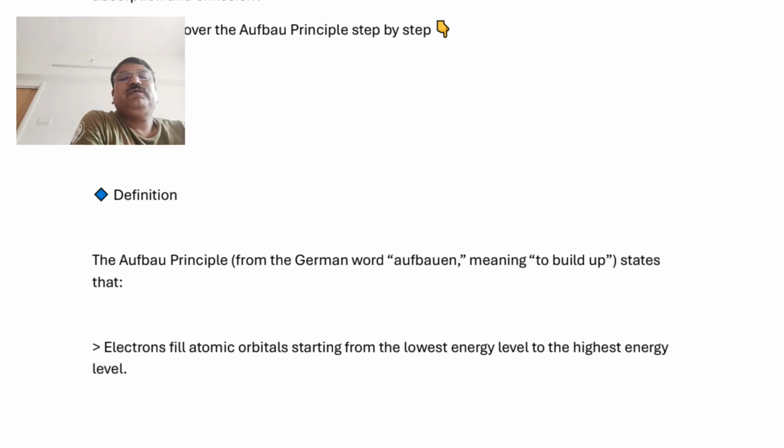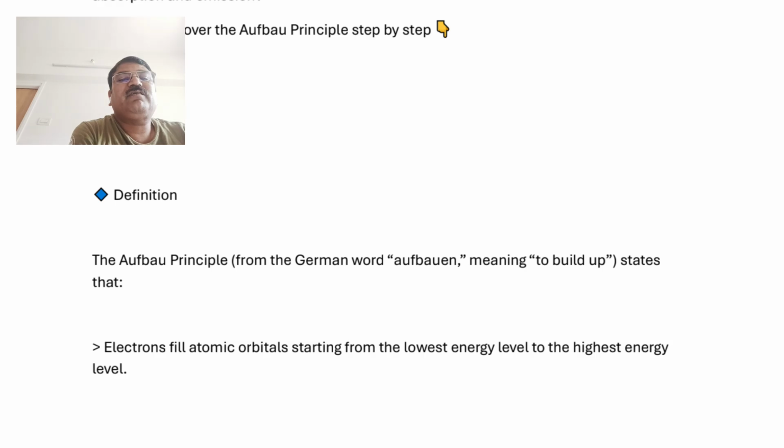Now we are moving towards another very important principle, that is Aufbau principle. See the spelling, Aufbau principle. Aufbau, Aufbau. This is the German word. Aufbau means to build up. Aufbau principle means how the atom with their electrons are built, and this principle explains the statement of this principle.